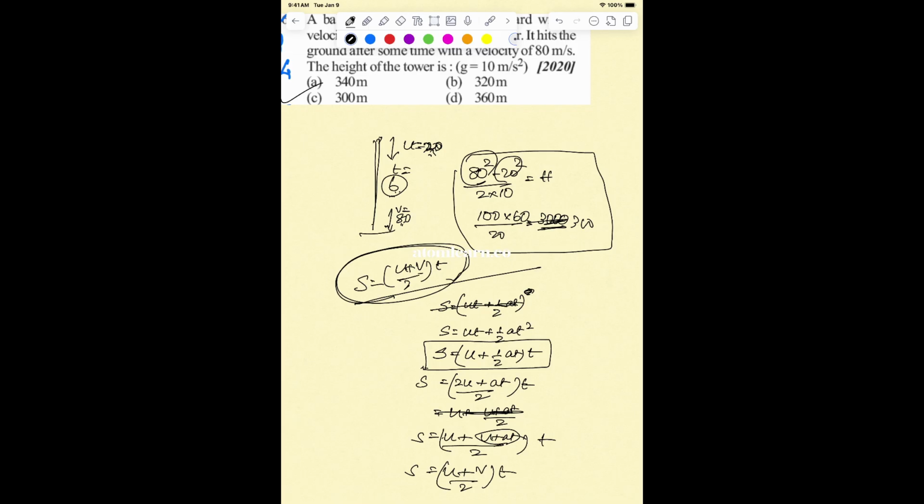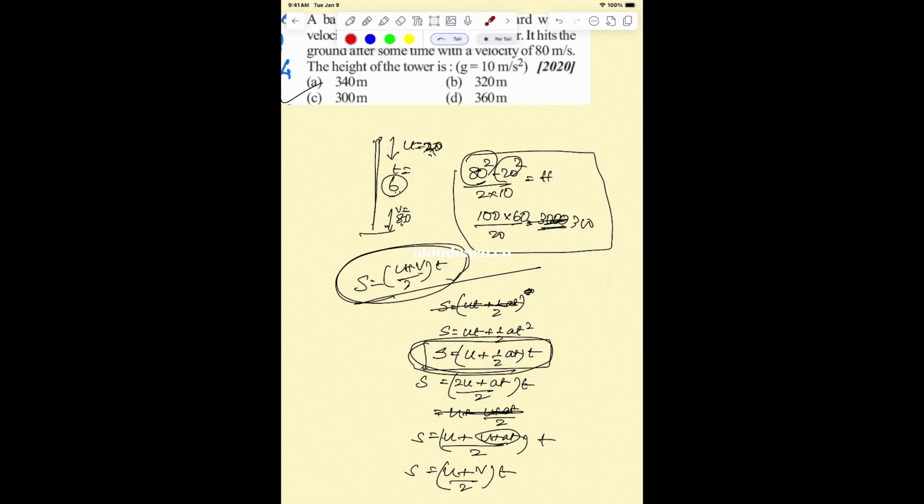Half a, especially in a gravity situation, makes this much faster, because half a can always be remembered as 5. That is, g equal to 10 can be remembered as g by 2 equal to 5 always. Therefore half a is always 5, so 5t. Now try and use this equation mentally: u plus half at, into t. I'll first calculate this part mentally, that is 5 into t.